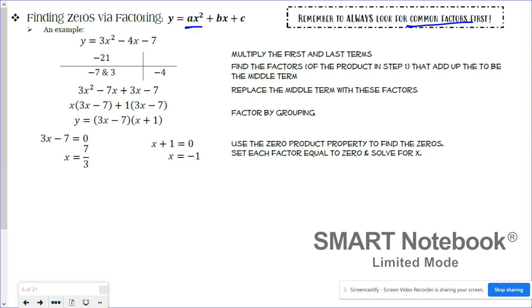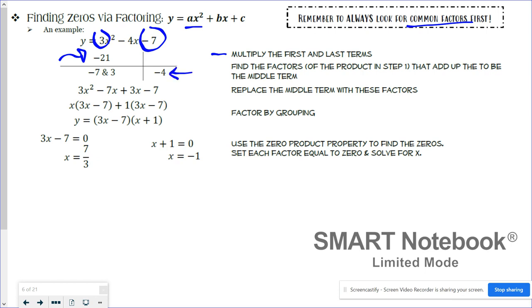But if it's not a common factor and it's still there, then we do need to go through a little bit more of a process in order to write it in factored form. So step one is to multiply the first term and the last term. So if I go 3 times -7, I'm getting -21. Then we want to find the factors that give us -21 that add up to be the middle term.